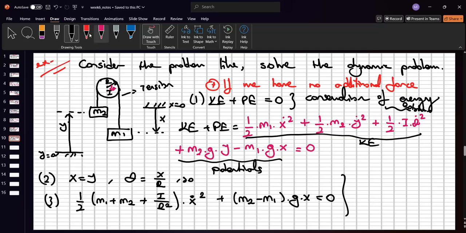And then X dot can be obtained from this equation, reorganizing it. Okay? And so X dot is equal to what? 2 times (M1 minus M2) times Gx over M1 plus M2 plus I divided by R square. Right? See? X dot is related to this equation.